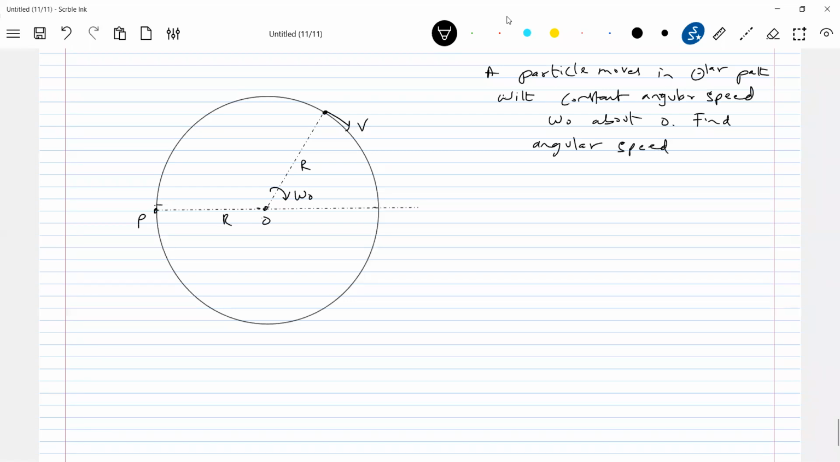Angular speed about a point P on a circle. What information do I have? I have V equal to R omega naught. V is not given, omega naught is given. This angular velocity about O, we know it. Then what is the angular velocity of the same particle about a point P on the circumference?